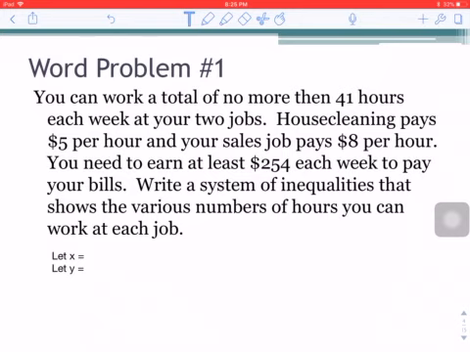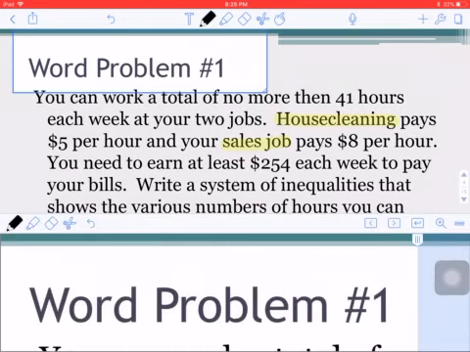As I said before, the first thing you want to do is identify what x and y are going to be. And you do have to write out words that say let x equal and let y equal, as you can see I've done there. Let's choose a yellow color here. We're looking for two things that this problem mentions, and I can see that there are two jobs: house cleaning and the sales job. Those are our two things that we're going to let x and y represent.